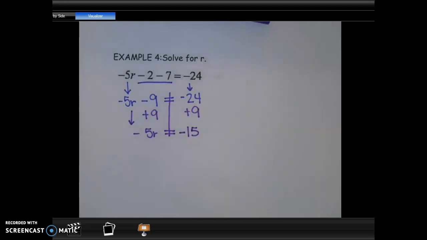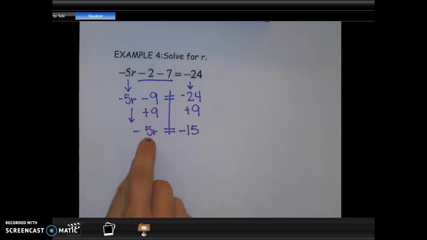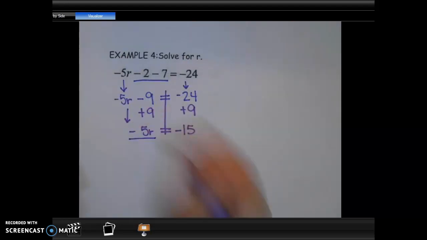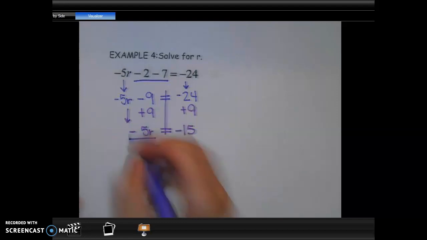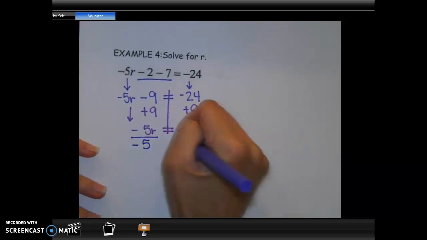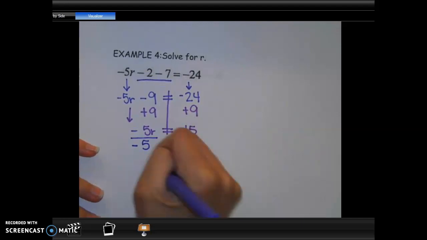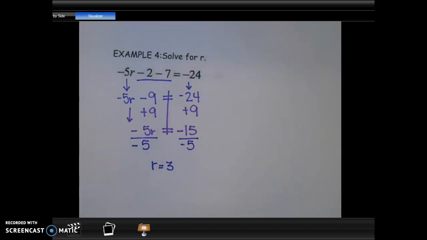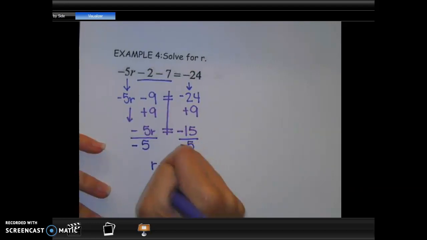All right, just like before, what we've done already 3 times. Whenever a number is written right next to the variable, that is multiplication. And we can get rid of that using division. And we divide by whatever's in front of the variable. So we're going to divide by -5 here. Whatever you do to one side, you must do to the other, leaving us with r equals 3. If this was a question on your homework, all you'd do is type in 3.